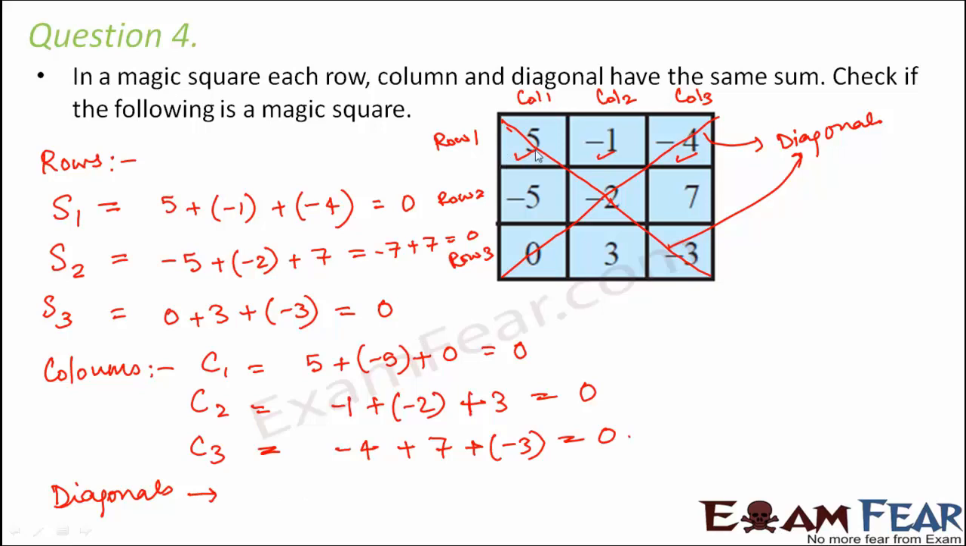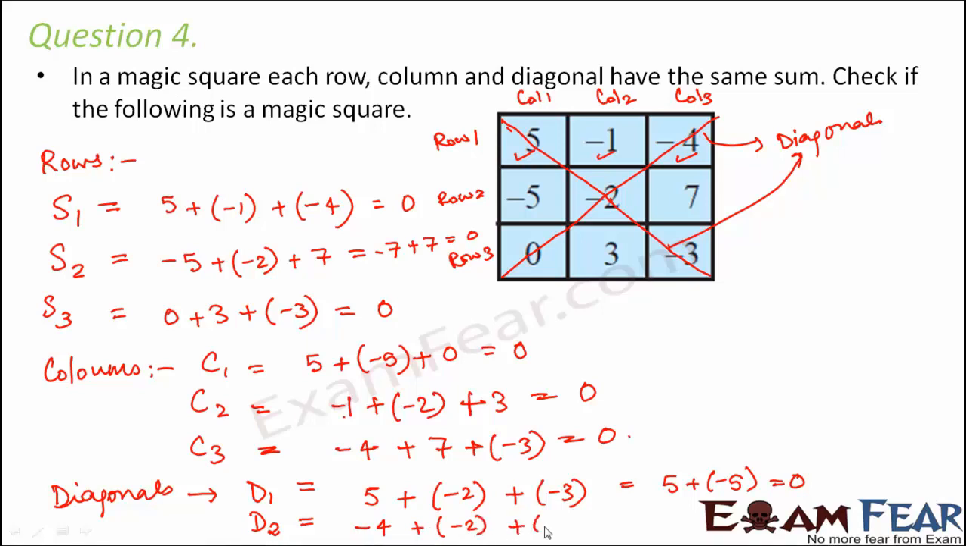So here the sum of the diagonal 1. When you look at the sum of the first diagonal, let us call it D1. So this is 5 plus minus 2 plus minus 3, which comes out to be 5 plus minus 5, that is equal to 0. So now we are left with the second diagonal, which is minus 4 plus minus 2 plus 0, which comes out to be minus 6.